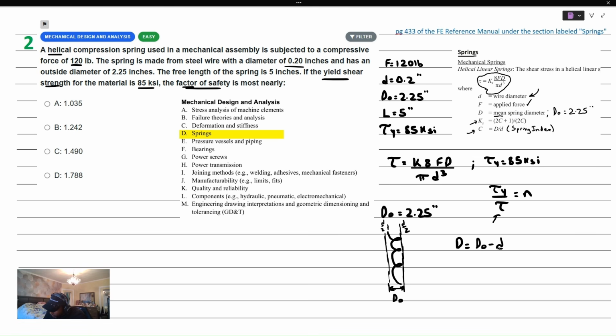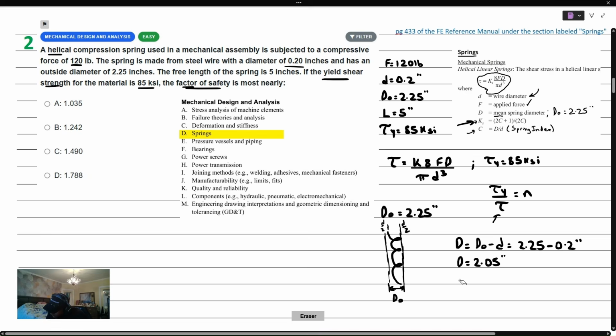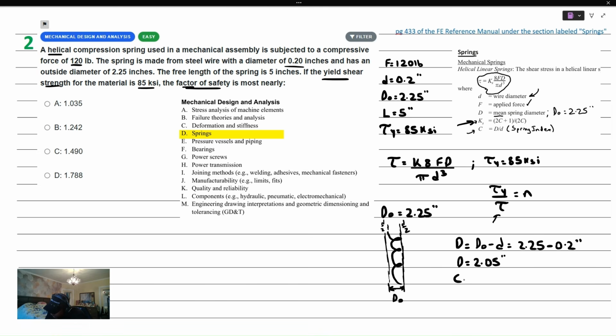So this is the D that we're looking for. We just take 2.25 and subtract off the wire diameter, which is 0.2 inches. That means our uppercase D is 2.05 inches. Okay, so our K value is going to be equal to this equation right up here, and it can be calculated using the spring index, which is dimensionless. The first thing that we're going to calculate is the dimensionless spring index, C. That's uppercase D over lowercase d, or 2.05 divided by 0.2. So that's equal to 10.25.